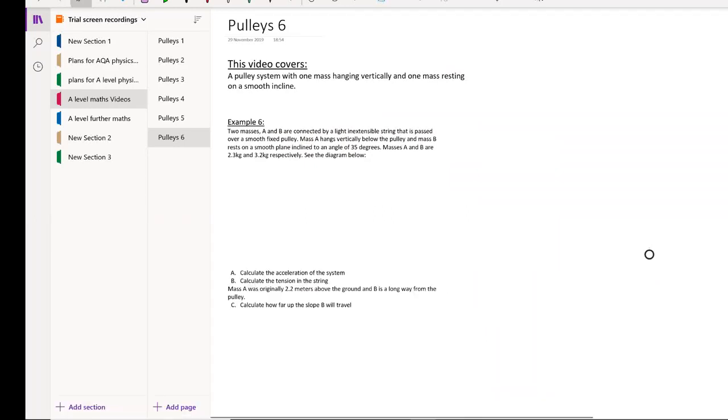So this is Pulleys 6. This video covers a pulley system with one mass hanging vertically and one mass resting on a smooth incline. So just get straight into the problem.